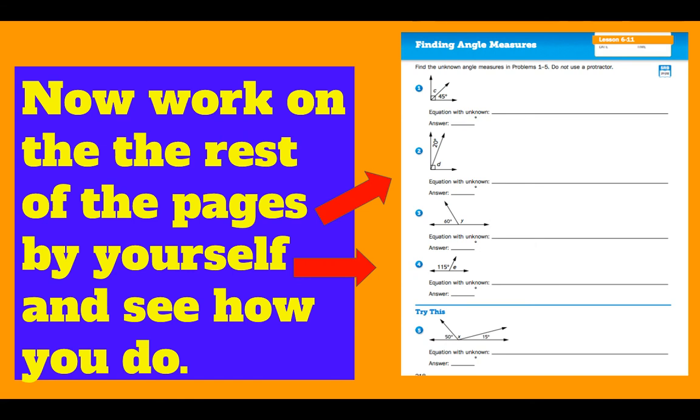All right, so now what I need you to do is take a look at the rest of page 218 and work on the problems by yourself and see how you do.